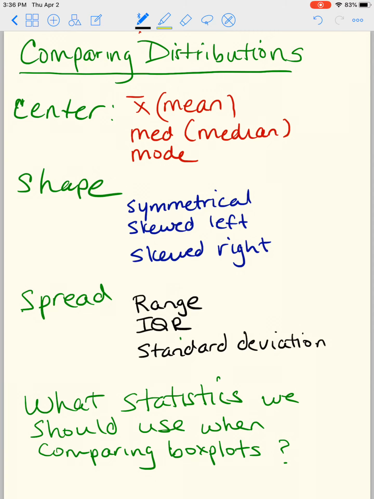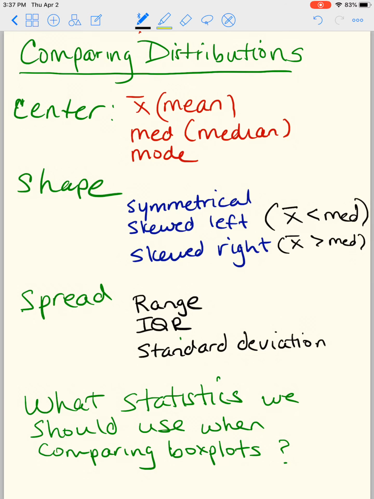We have to discuss the shape of the distribution. Does the shape look symmetrical? In other words, does the left side and the right side look just about the same? Is the shape skewed to the left? Well, skewed to the left means that the average is less than the median. And skewed to the right means that the average is greater than the median, or the average is on the right side.